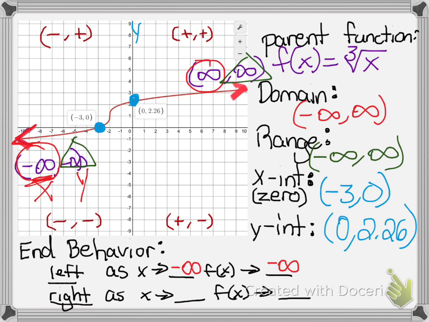And then on the right side, I'll just look at my ordered pair that I labeled and describe what my x and my y are doing. They're both approaching infinity. And that's it.